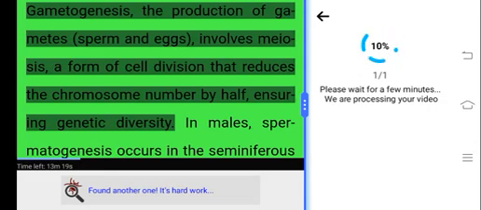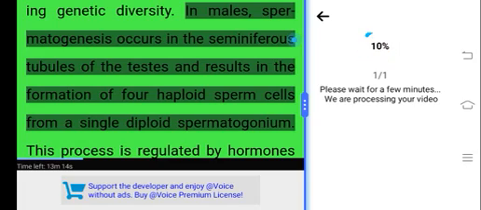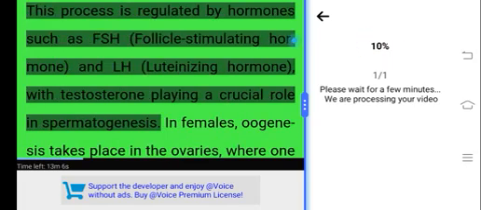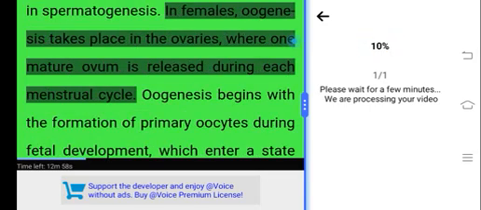Gametogenesis, the production of gametes, sperm and eggs, involves meiosis, a form of cell division that reduces the chromosome number by half, ensuring genetic diversity. In males, spermatogenesis occurs in the seminiferous tubules of the testes and results in the formation of 4 haploid sperm cells from a single diploid spermatogonium. This process is regulated by hormones such as FSH, follicle-stimulating hormone, and LH, luteinizing hormone, with testosterone playing a crucial role in spermatogenesis.